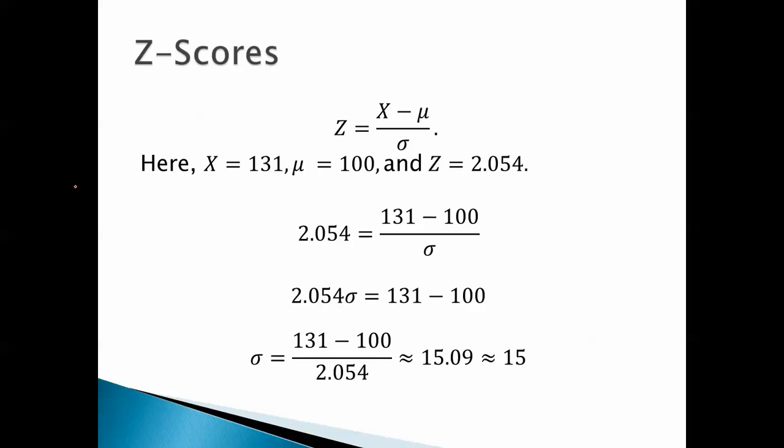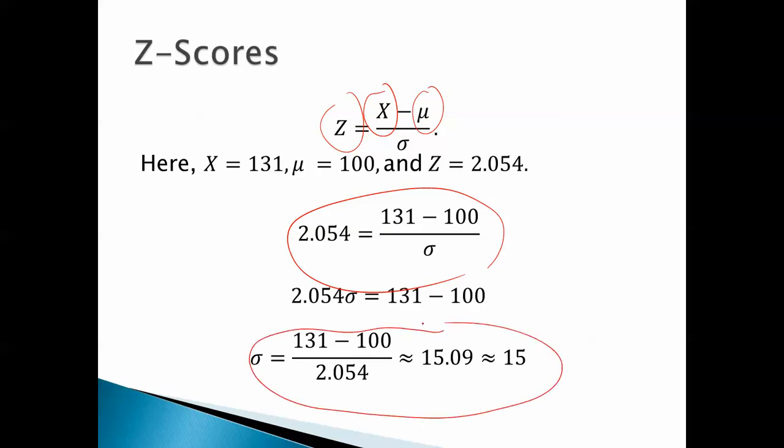So now we know that x equals 131, mu equals 100, and z equals 2.054. So just plug those in, and this is what we end up with. Now we can solve for sigma. Multiply both sides by sigma, divide both sides by 2.054, and we end up with sigma equals 131 minus 100 over 2.054, which is about 15.09, or the actual answer is 15. The 15.09 just comes from rounding error.